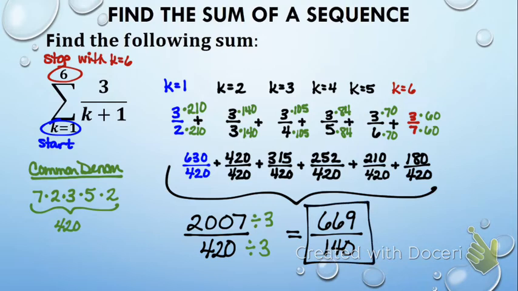669 over 140 is what it would be fully reduced. I do know the yellow calculators, if you just type it in from the beginning, will reduce it for you.